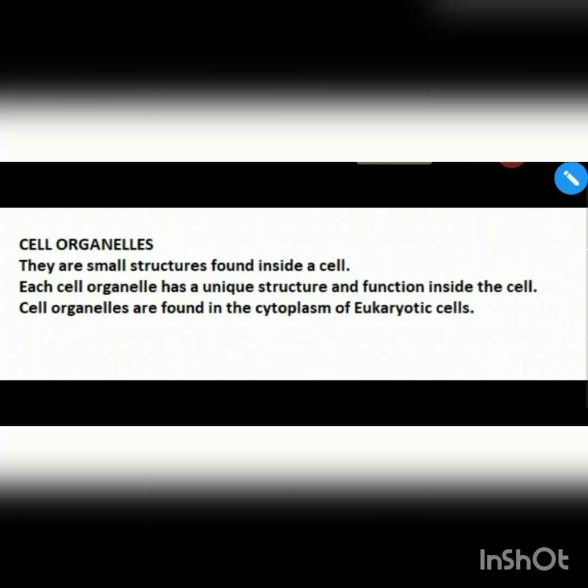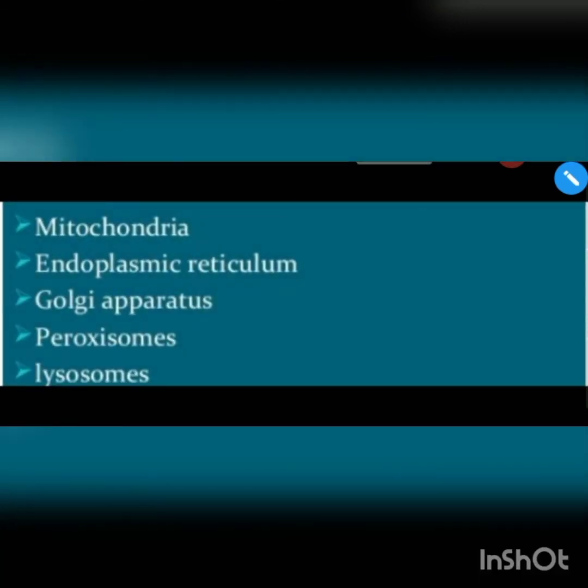There are many cell organelles that are found in the cytoplasm of eukaryotic cells. Some of them are mitochondria, endoplasmic reticulum, Golgi apparatus, lysosomes, etc.